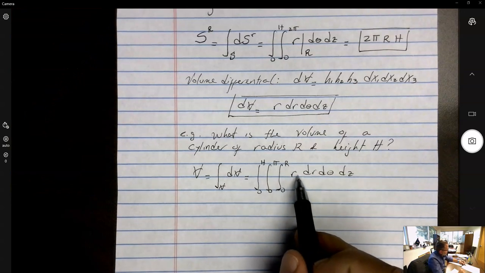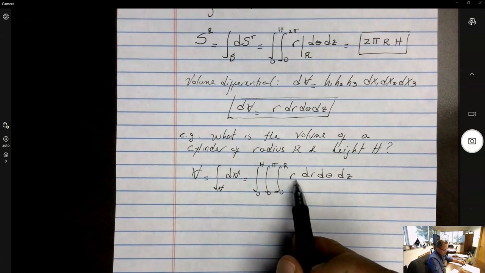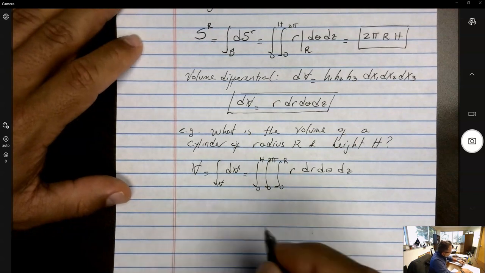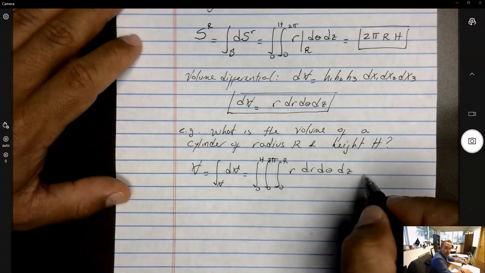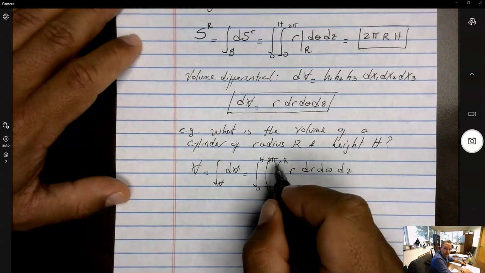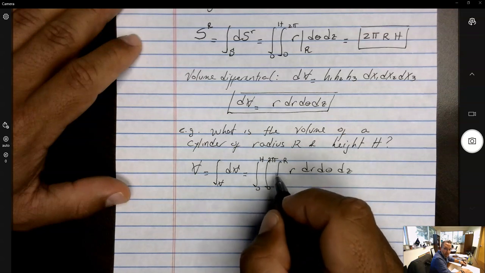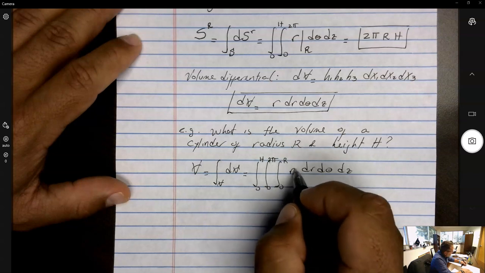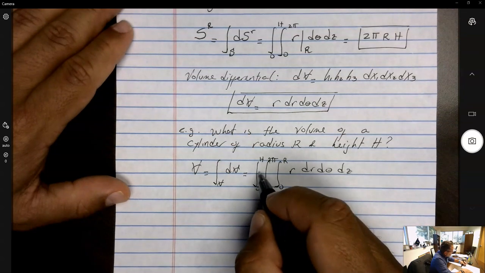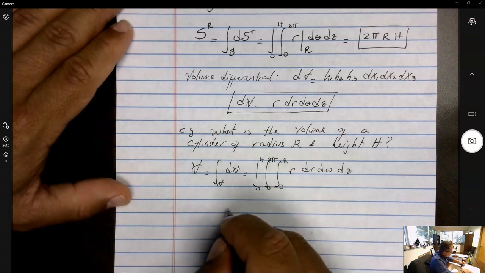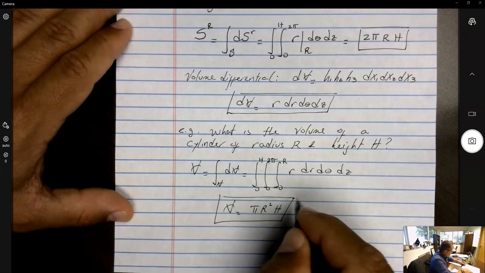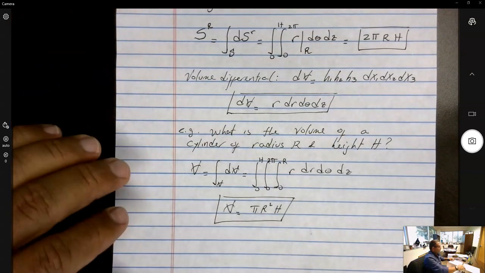If I integrate r dr, I'll get r squared over 2, evaluated between 0 and capital R. Then the integral over theta, evaluated between 0 and 2 pi, gives 2 pi r squared over 2, so the 2 and the 2 in the denominator cancel out. And then the integral over z, which is z, evaluated between 0 and h. So the volume of a cylinder is pi r squared h. And we knew that, but it comes right out of the differential volume.